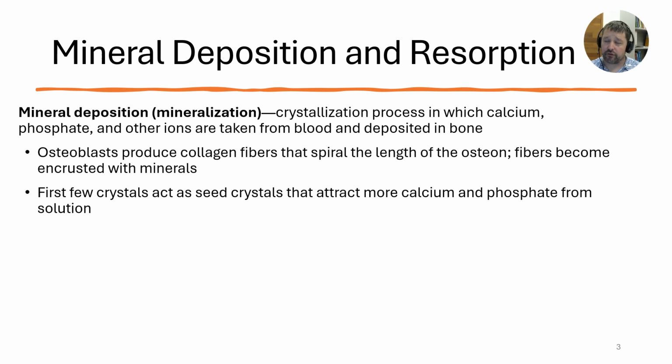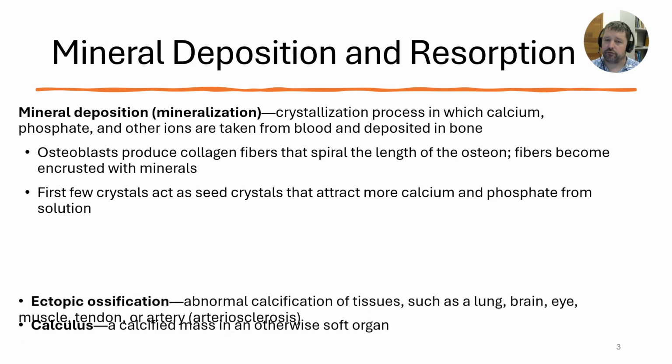Phosphates are also obviously needed to build bone, but you can pick up a lot of phosphates from other components in your diet, whether that be protein or carbohydrates. A lot of them will have some phosphates associated with it. So it's the combination of that calcium phosphate in solution that's attracted to those seed crystals.